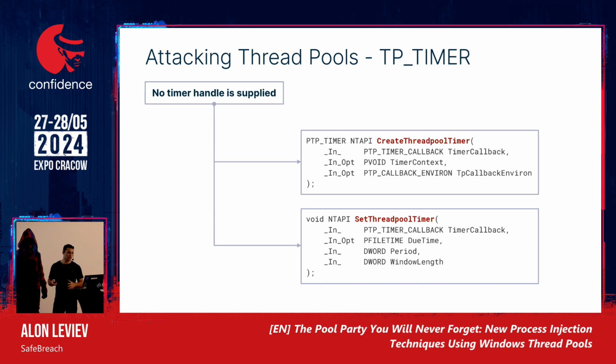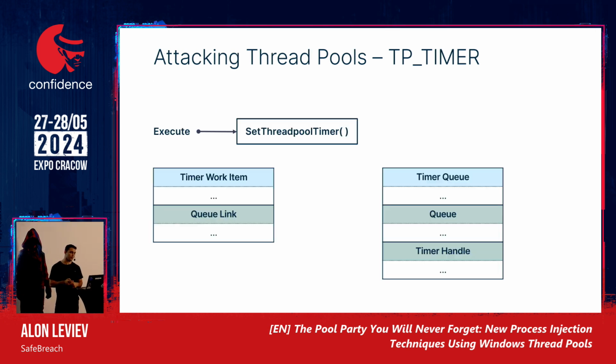So first, when I was looking at the creation and submission API of the timer work item, I noticed a very interesting fact, and it is that no timer handle is supplied to either of them. We can see that the submission API, SetThreadpoolTimer, accepts some timer configuration such as due time and period, but where does the actual timer object reside? So it turns out that the timer work items operate on an existing timer object which resides in the timer queue, and it is not supplied by the caller. So the timer is kind of freely used each time that the caller uses this API.